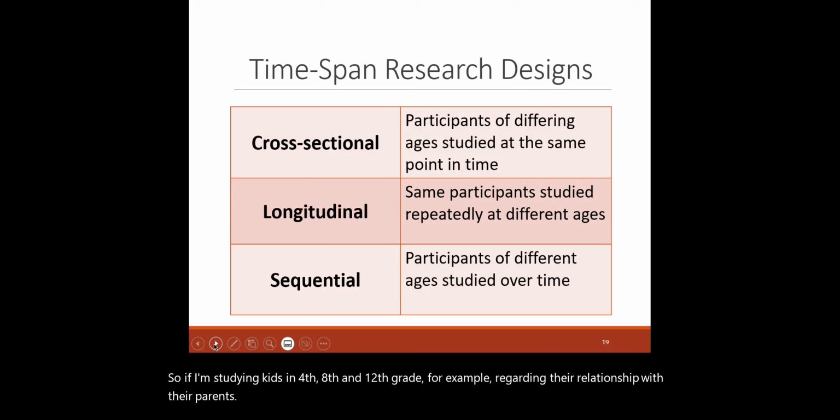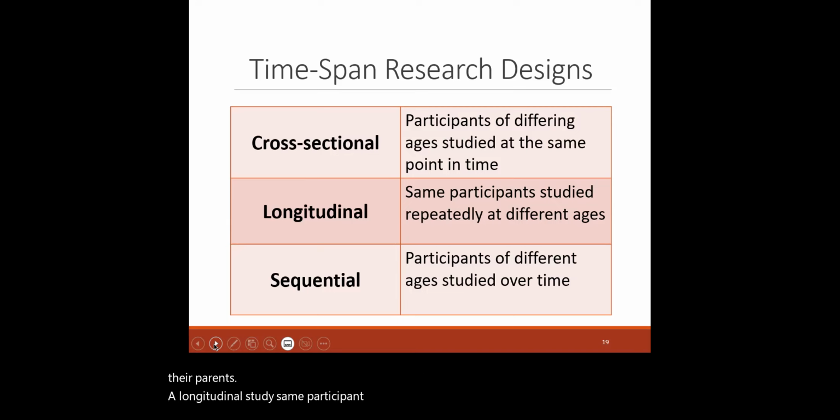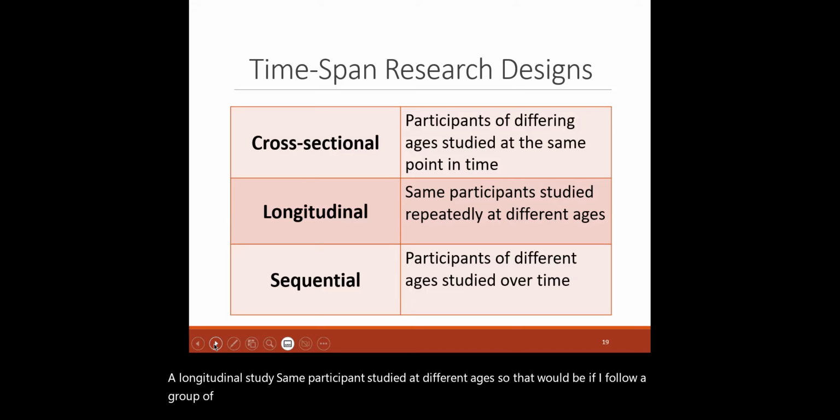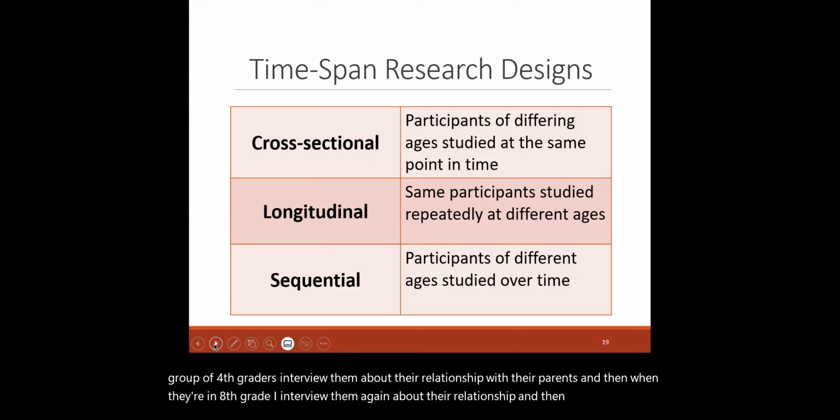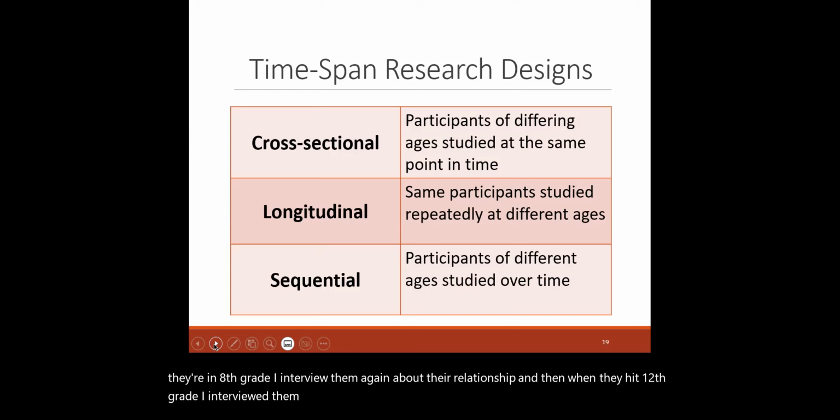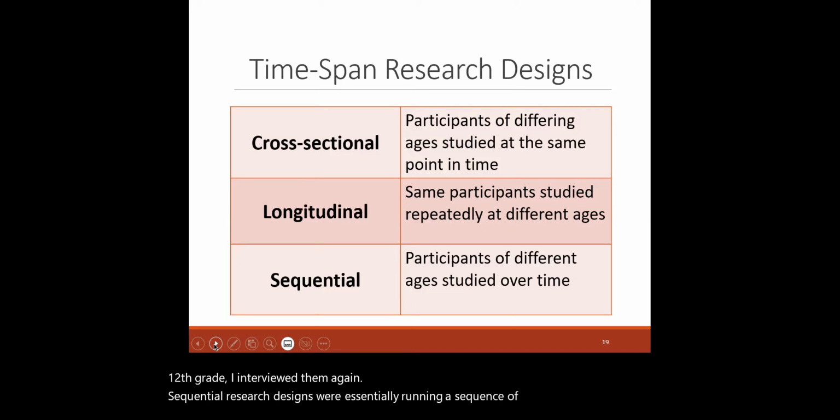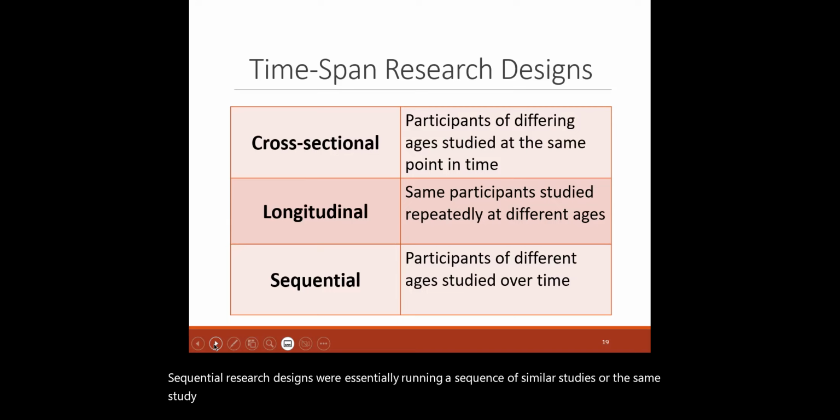Longitudinal study, same participants studied repeatedly at different ages. So that would be if I follow a group of 4th graders, interview them about their relationship with their parents, and then when they're in 8th grade, I interview them again about their relationship, and then when they hit 12th grade, I interview them again. Sequential research designs, we're essentially running a sequence of similar studies or the same study. So I'm studying participants of different ages over time.